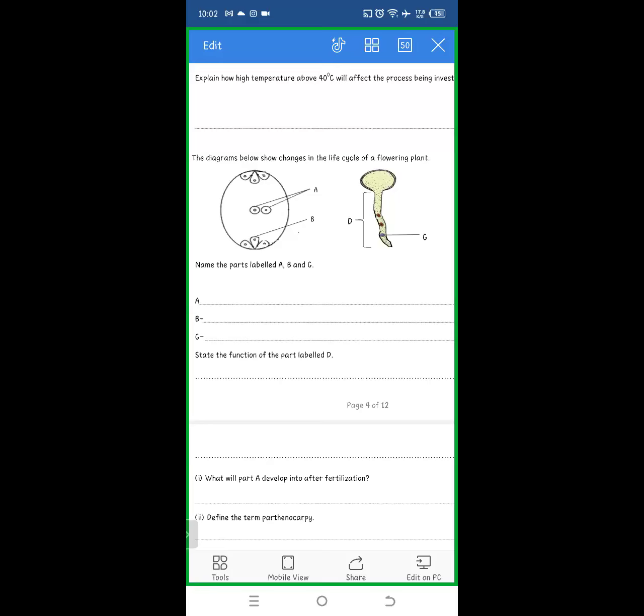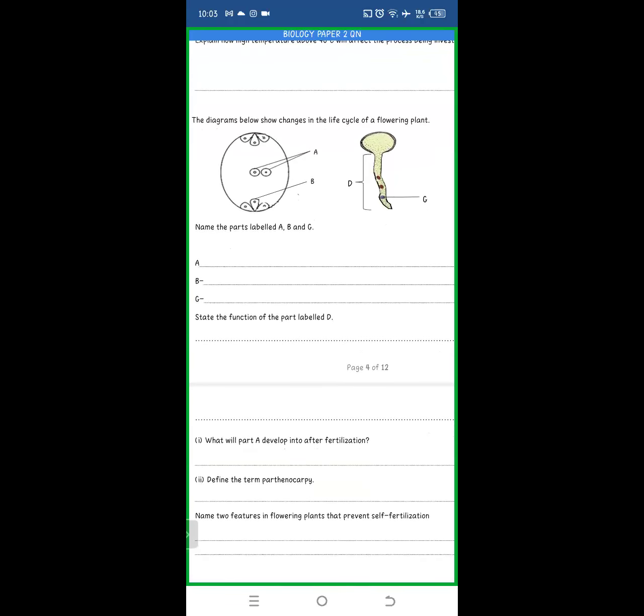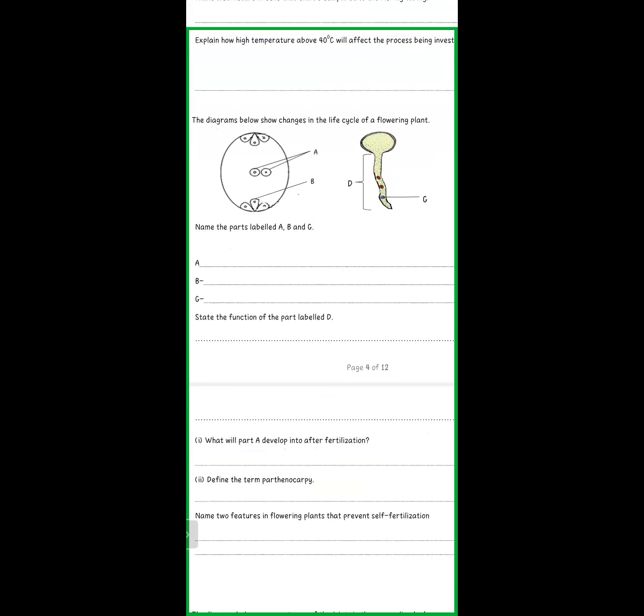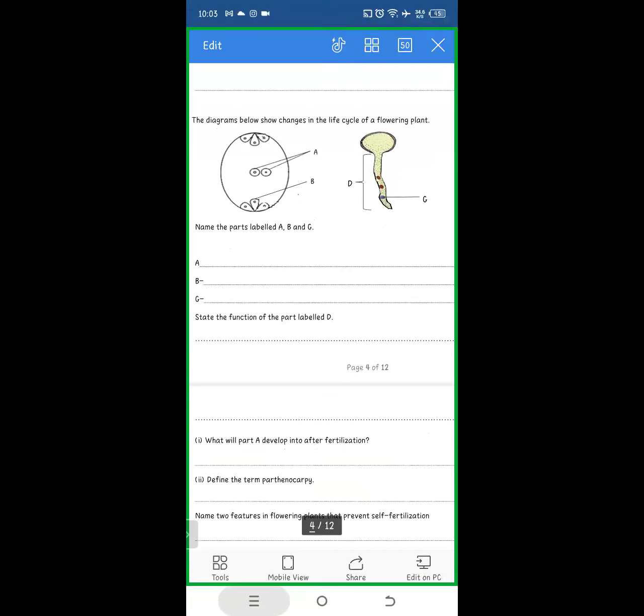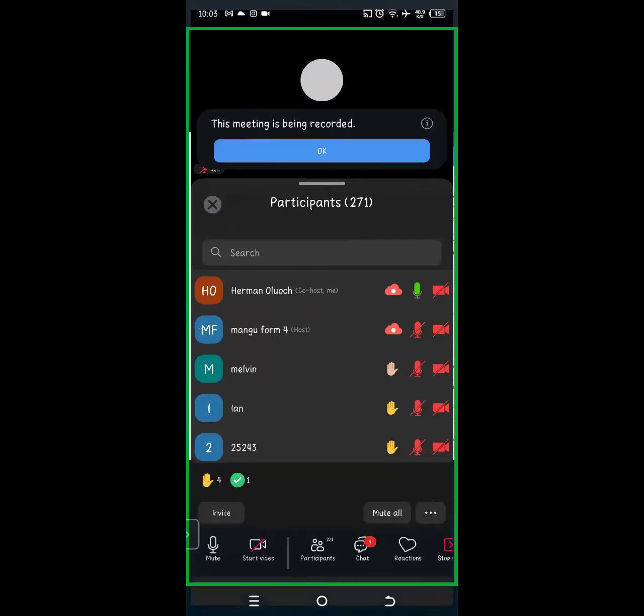The diagram could be drawn to have the micropyle up where the antipodal cells are. And those now will cease to be antipodal cells, but there will be the egg cell and the synergids. I hope that is taken well. Then, of course, on this other end, we have part G, and that would be the tube nucleus. So state the function of part labeled D. What would be the function of part labeled D?